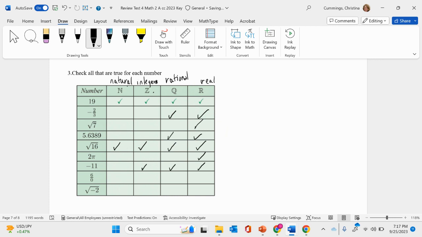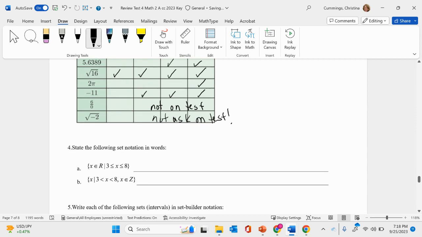6 divided by 0 is nothing, right? It can't be done. So we're not going to check off any of those. And then finally, the negative square root of 2, that's an imaginary number. I'm not going to ask this, so don't worry about that. Okay, I won't ask this either because they're tricky. But the other ones I think are all fair. Okay.